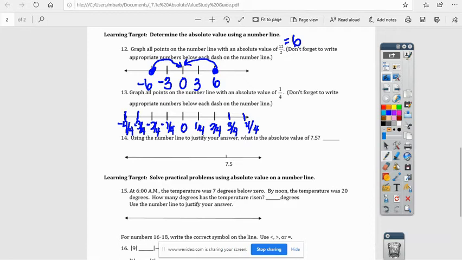All right, so I'm going to plot my points. So I'm going to put 1/4. I know that negative 1/4 will be the same distance from 0, so I'm going to mark that one as well.